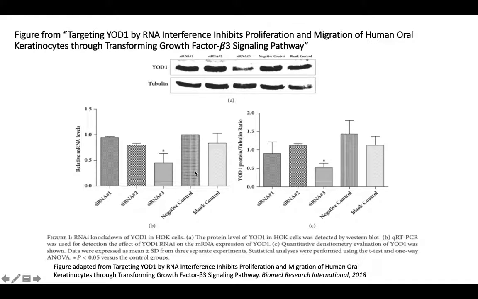A strength in this experiment was the use of multiple siRNAs and having replicates. They actually did it 3 times. And a weakness is maybe that the HOK cells, which are the human oral keratinocytes that were used, maybe they were biased or they were not randomized since it was not mentioned in the article.